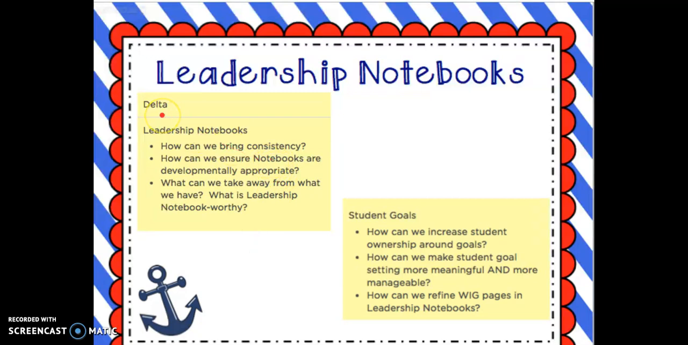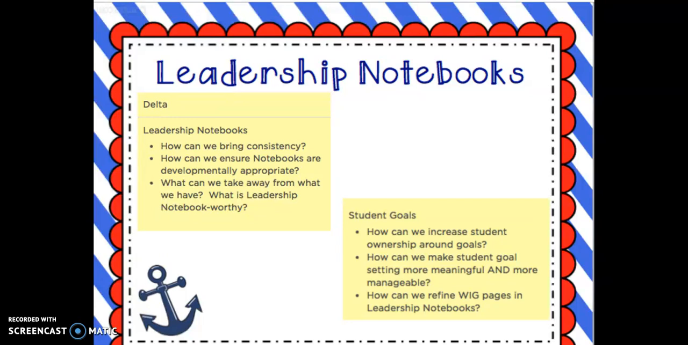When we met with Sarah Ann at the end of the year last year, we talked about leadership notebooks as one of our deltas. That was something that we really wanted to work on and put in place as a big rock for the 2017-2018 school year. So some of the things we looked at were how we could bring consistency school-wide with our leadership notebooks, how we could ensure that they're developmentally appropriate, and how students can really take ownership of those. What can we take away from all the amazing things that we already had in our notebooks? And then also at the same time looking at what is leadership notebook worthy.